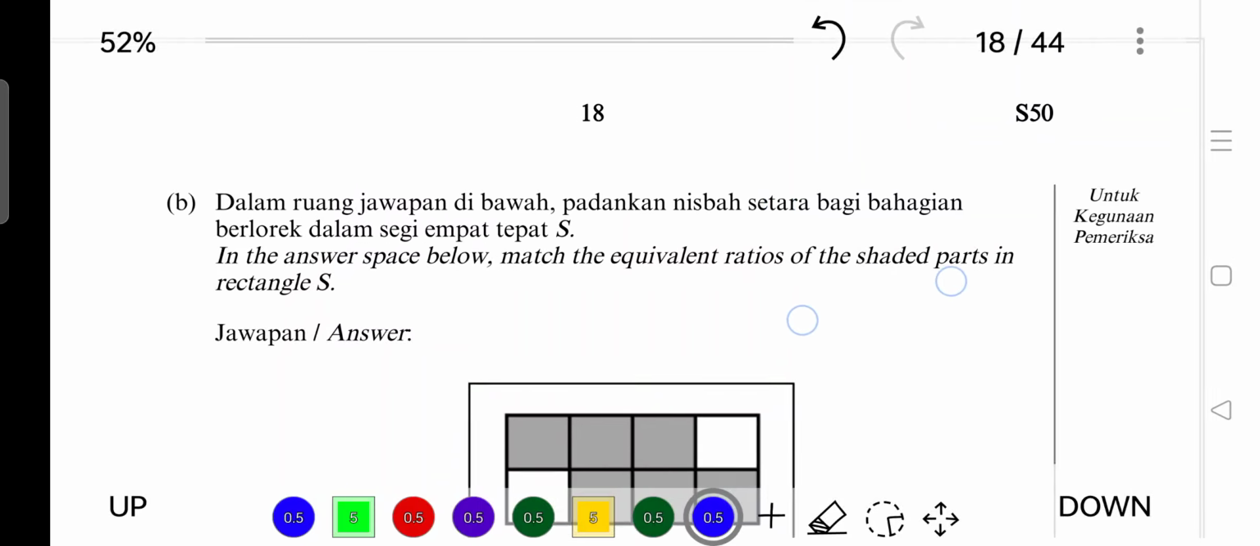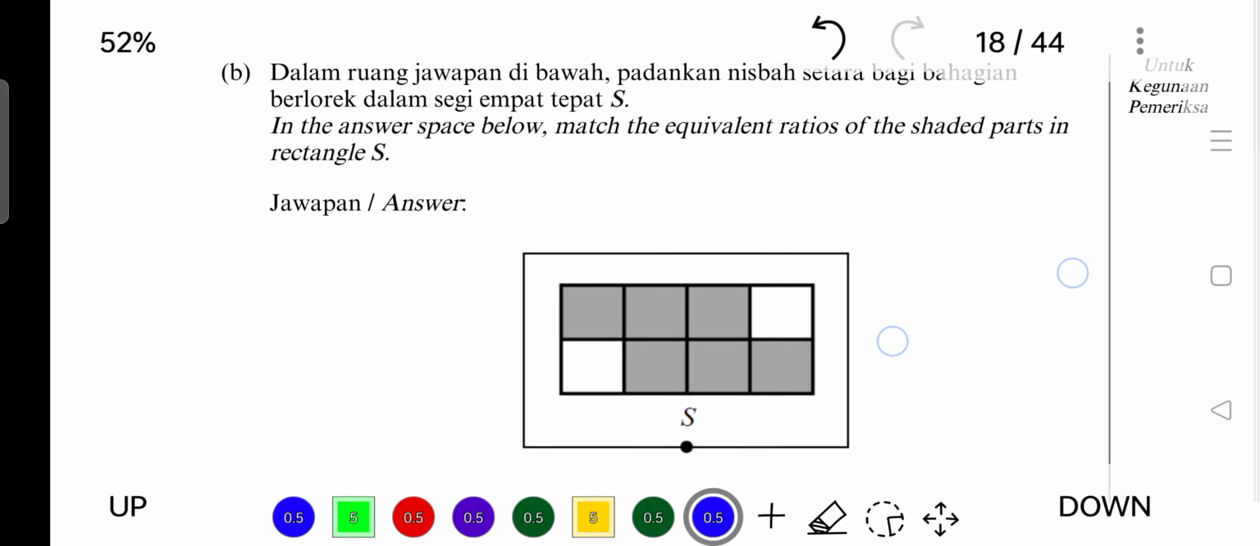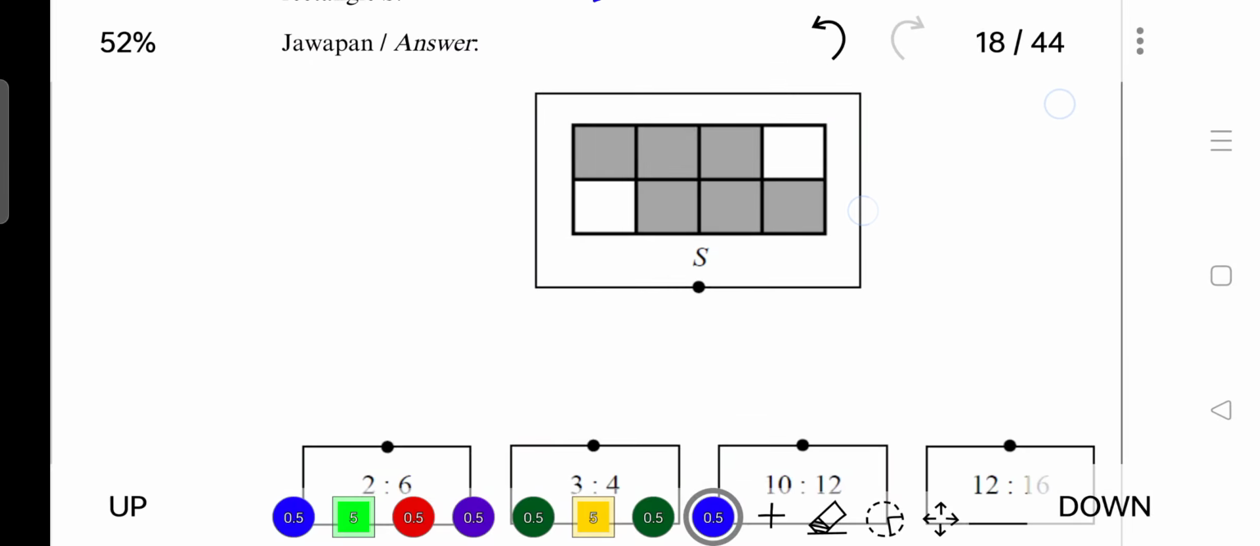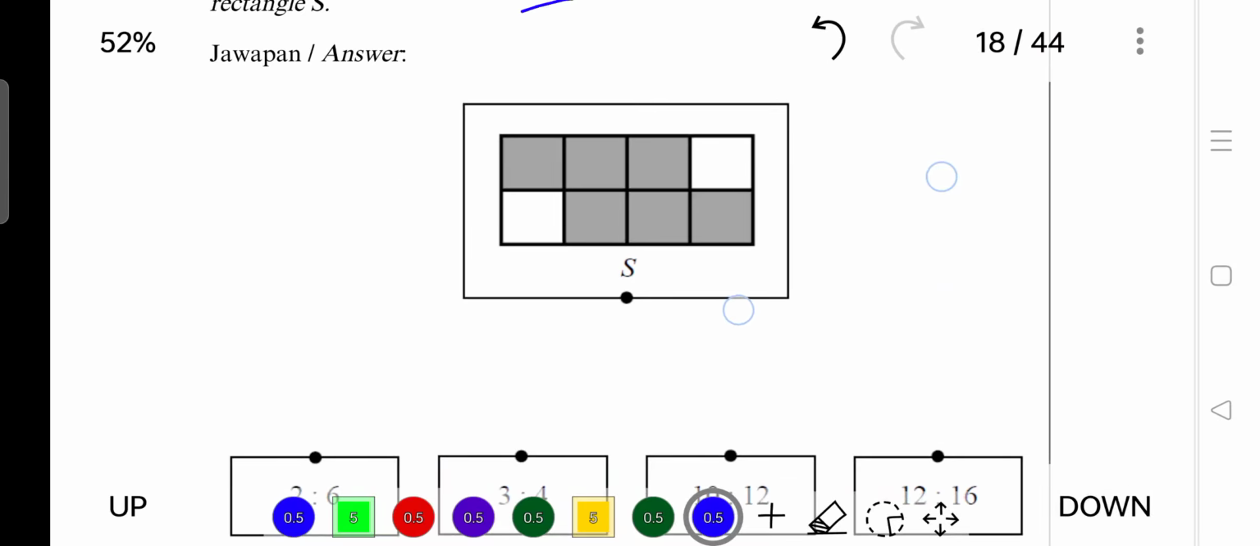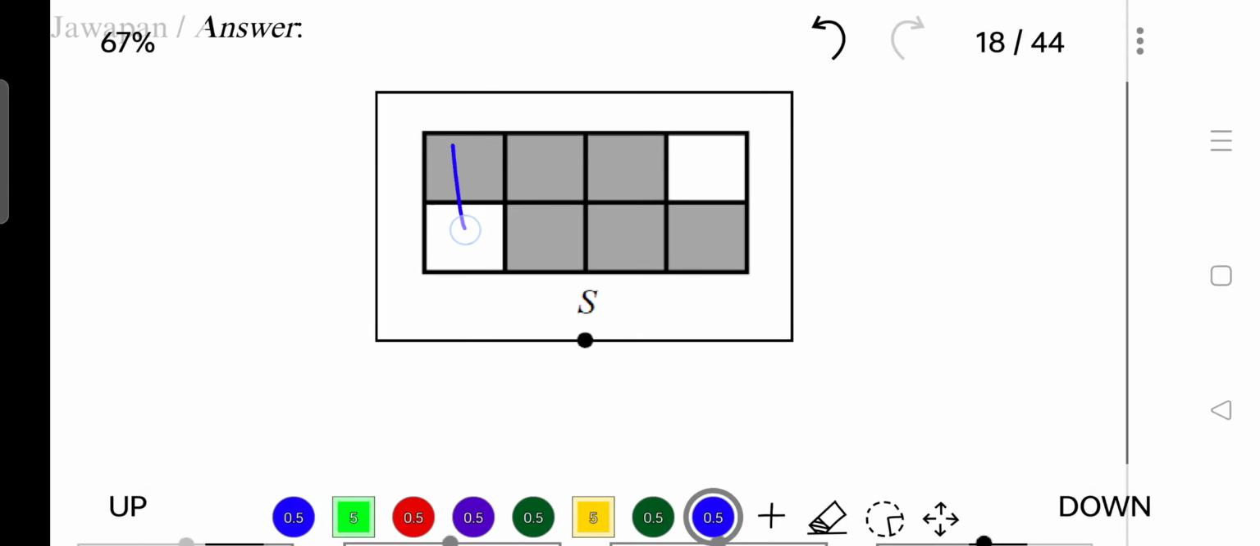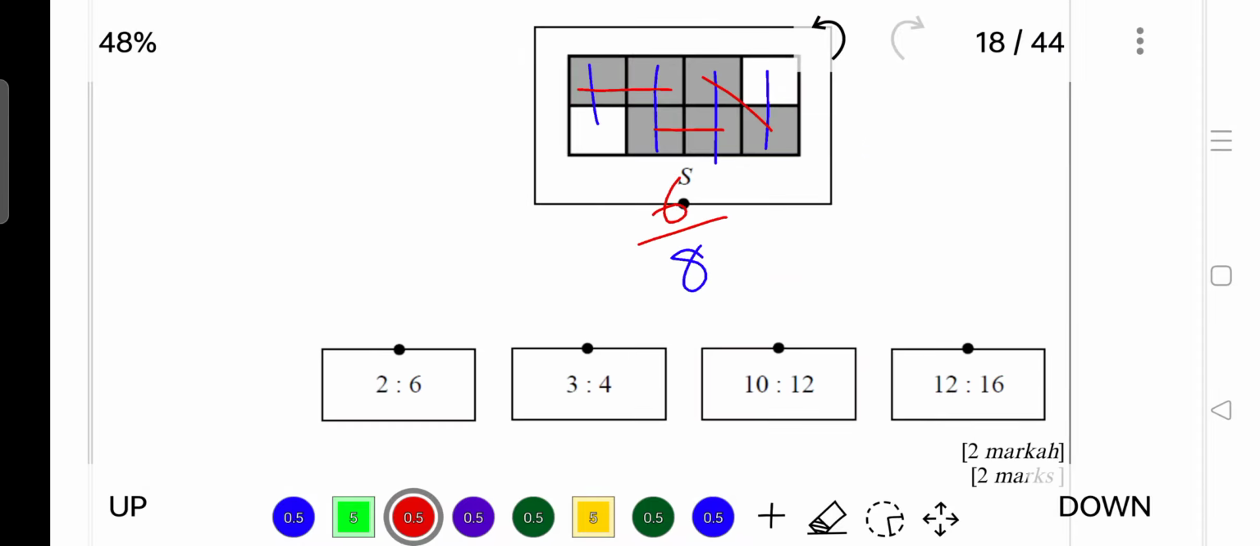Understand? Alright, in question B, in the answer space below, match. You have to match the equivalent ratios of the shaded part in rectangle S. Okay, what would be the correct answer? Let's check. 2, 4, 6, 8. We have 8. And how many are actually shaded? 2, 4, 6. 6 over 8 are shaded.